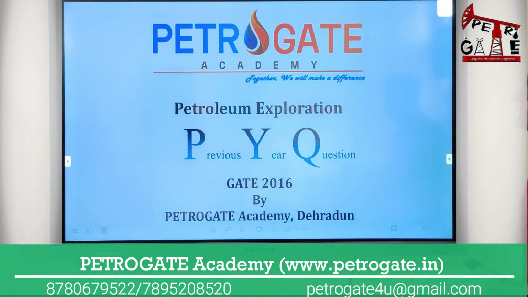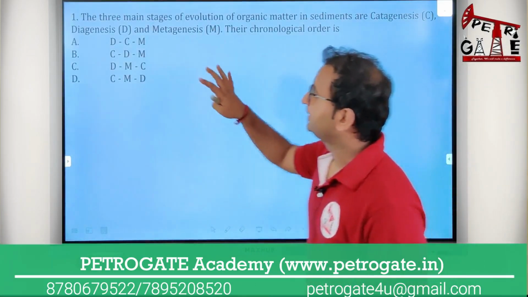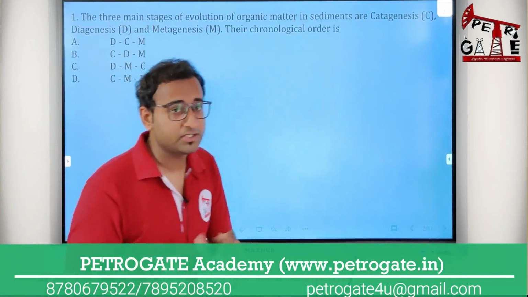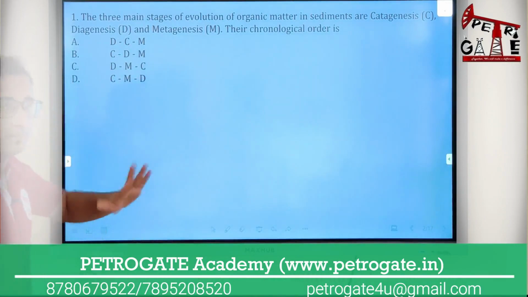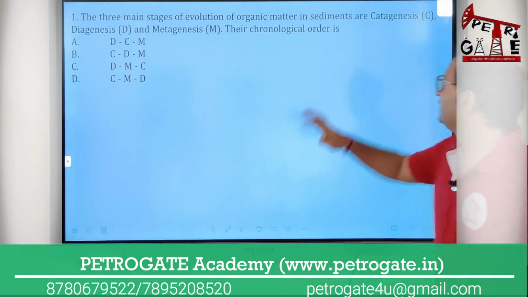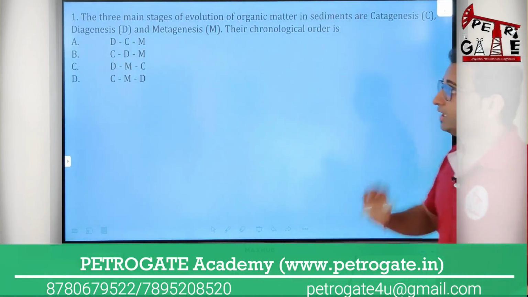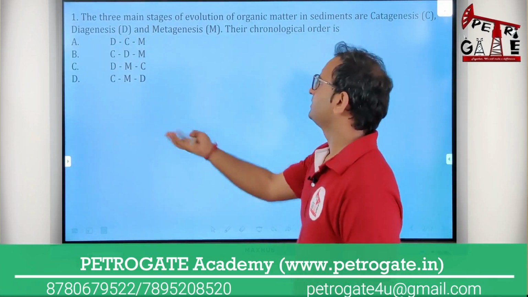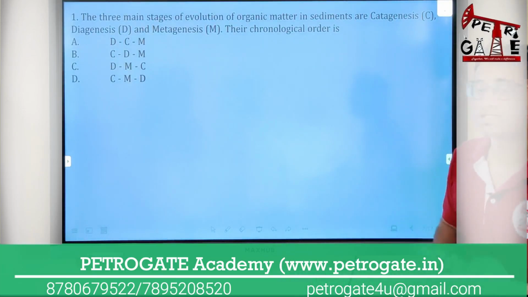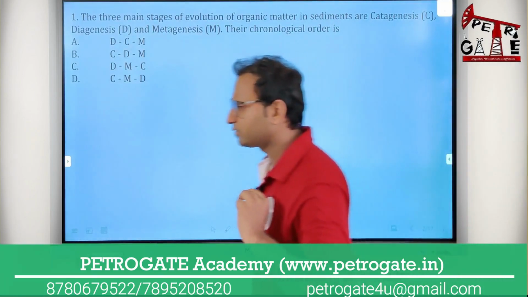So the question is, you can see, the three main stages. Very simple question, and in fact everyone knows about this particular concept, but still I'm telling you. The three main stages of evolution of organic matter in sediments are catagenesis, diagenesis, and metagenesis. No problem. And what is their chronological order? Okay sir, I'm not getting the chronological order.